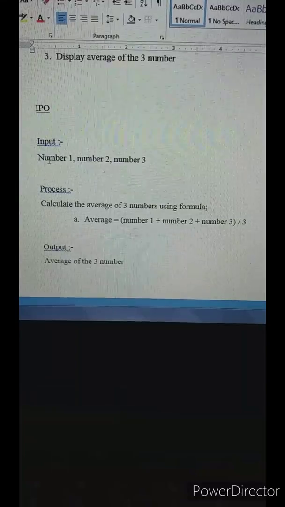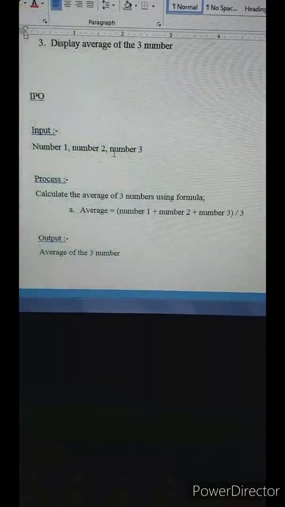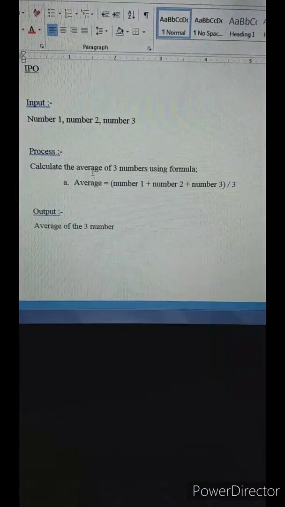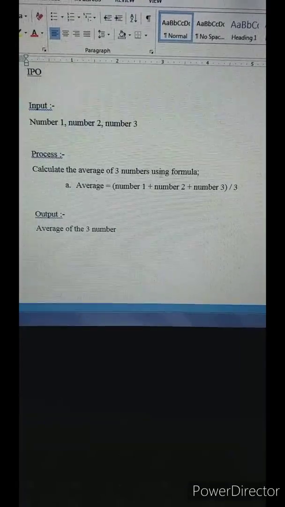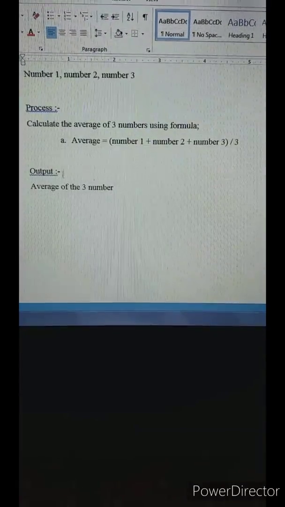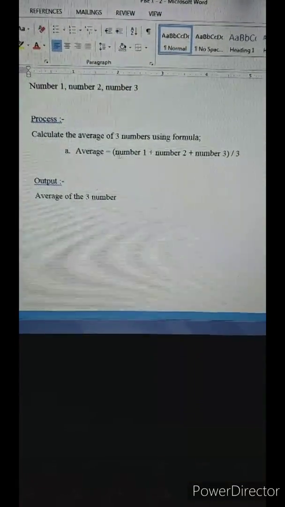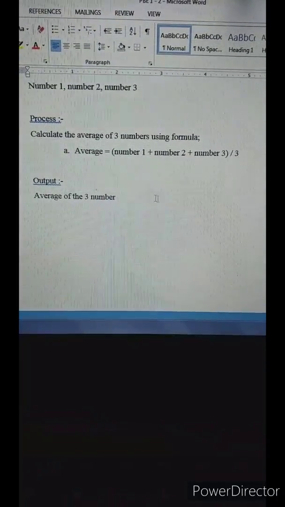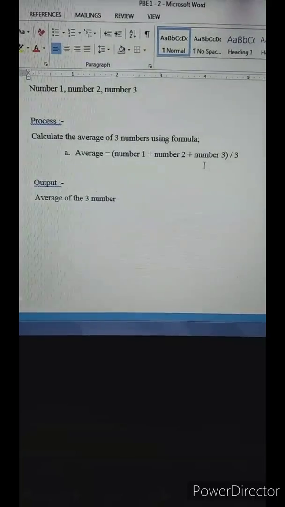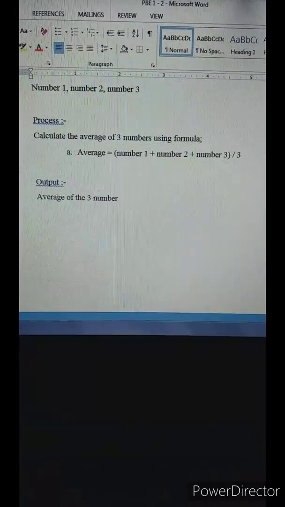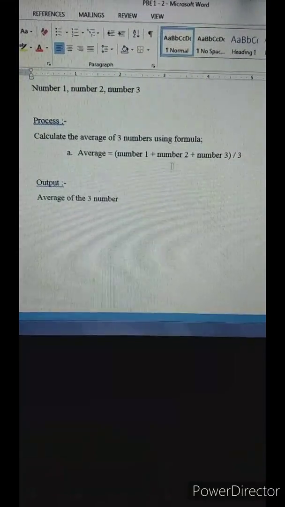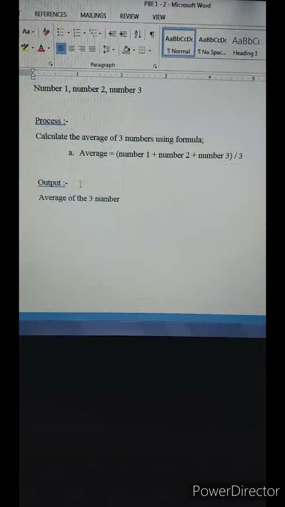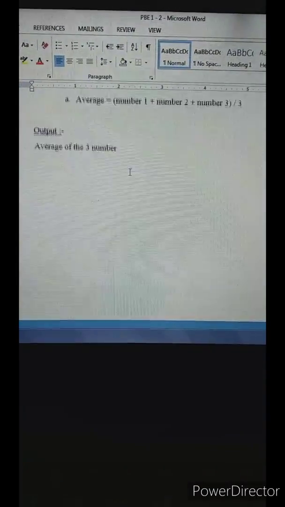Then the IPO will be: input number 1, number 2, number 3. Process will be calculate the average of the 3 numbers using the formula. This is the calculation: average equals number 1 plus number 2 plus number 3, the total of number 1, number 2, number 3, divided by 3, and then the output will be the average of the 3 numbers.